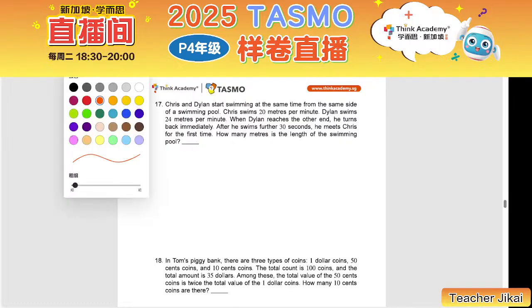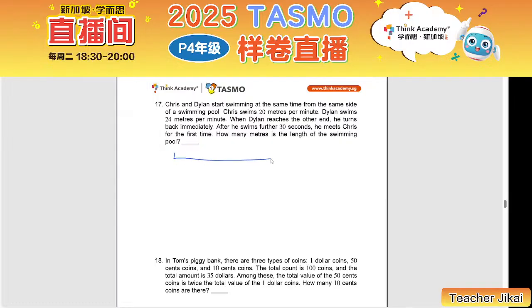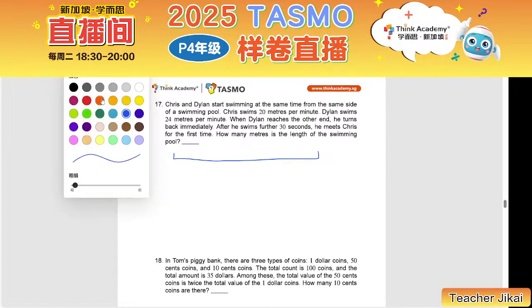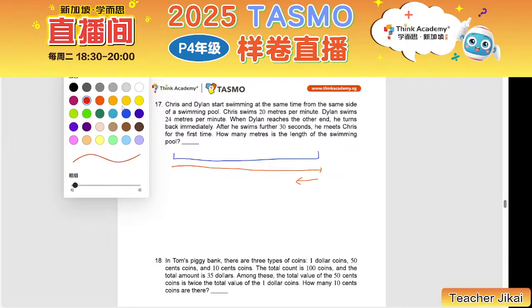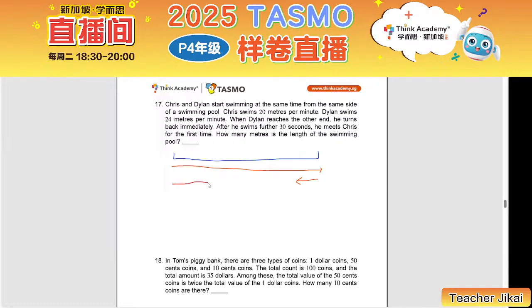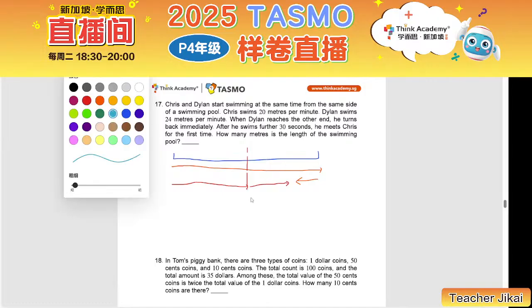So what will the diagram be like? You first draw a diagram to help you, right? So this is the length of the pool, right? So we have Dylan first swim from this side to this side and turn back, meeting with Chris. How about Chris? Chris first swims from here to here, right? And then Dylan reaches the other end. Then he swims again for 30 seconds. So then they will meet together.